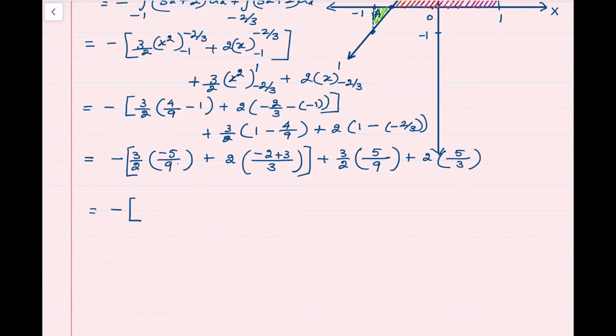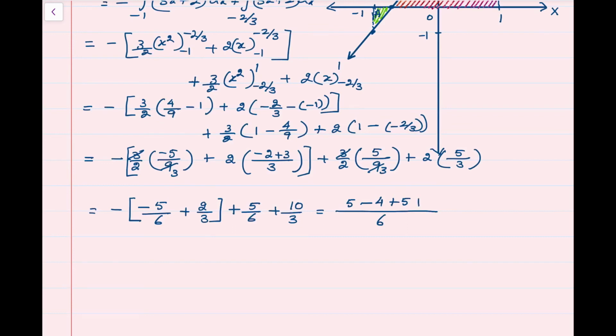Minus of minus 5 over 6 plus 2 over 3, that is 5 over 6 plus 10 over 3. We will take 6 as the LCM. We get minus 4 plus 5, and 2 times 10 is 20. It is 30 minus 4, 26 over 6. The answer is 13 over 3 square units.